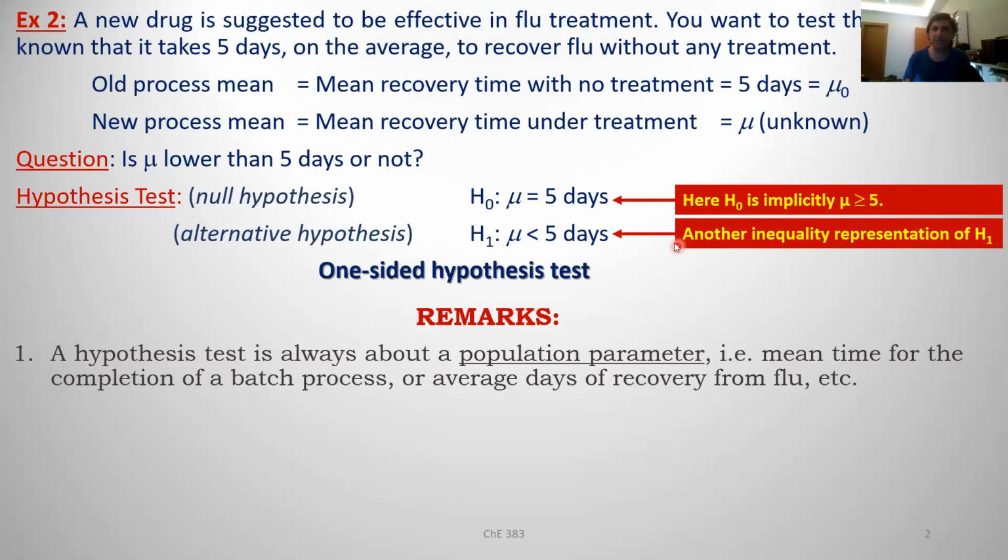So in this hypothesis test, the architecture, let's remark on a couple of points. First of all, a hypothesis test is always about a population parameter. Here in this example, and also in the previous example, I have not talked about the sample mean. I have always talked about the population mean. So it is always a population mean under scrutiny, or maybe the population variance, or maybe for a Bernoulli process, the population parameter p, or for a Poisson or an exponential process, lambda. So it's always going to be about a population parameter.